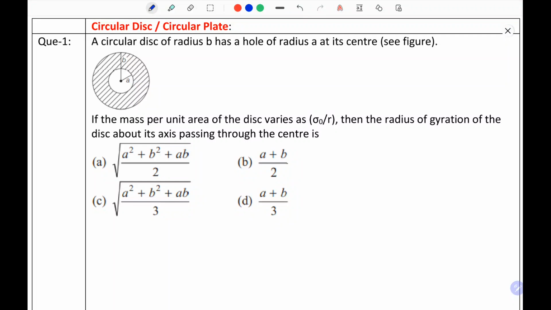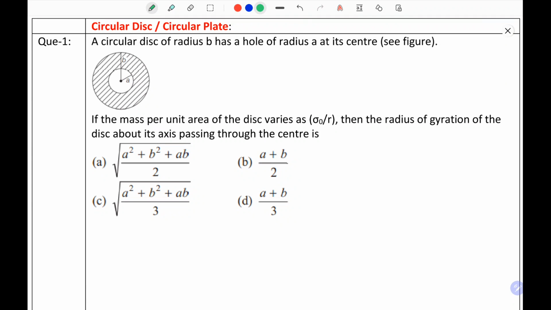First question is, a circular disk of radius b has a hole of radius a at its center as shown in the figure. If the mass per unit area of the disk varies as sigma naught by r, then the radius of gyration of the disk about its axis passing through the center is. To get the moment of inertia of the disk, we have to take an elementary ring and then integrate to find the moment of inertia of the circular disk.